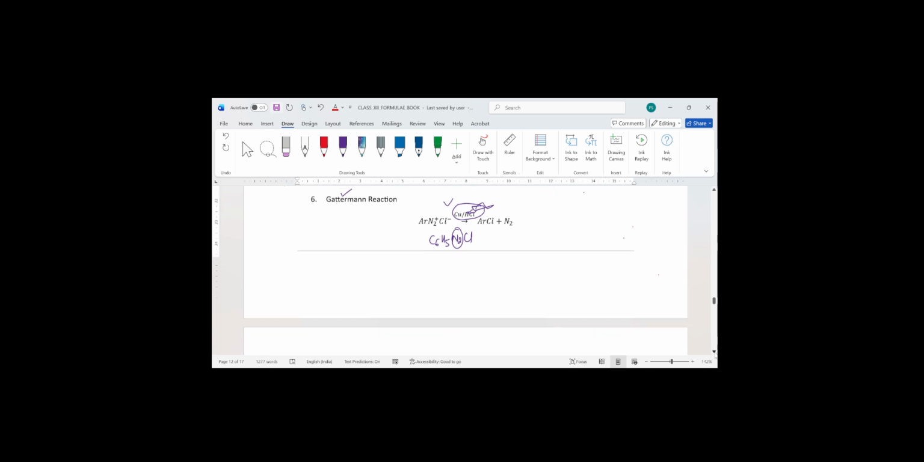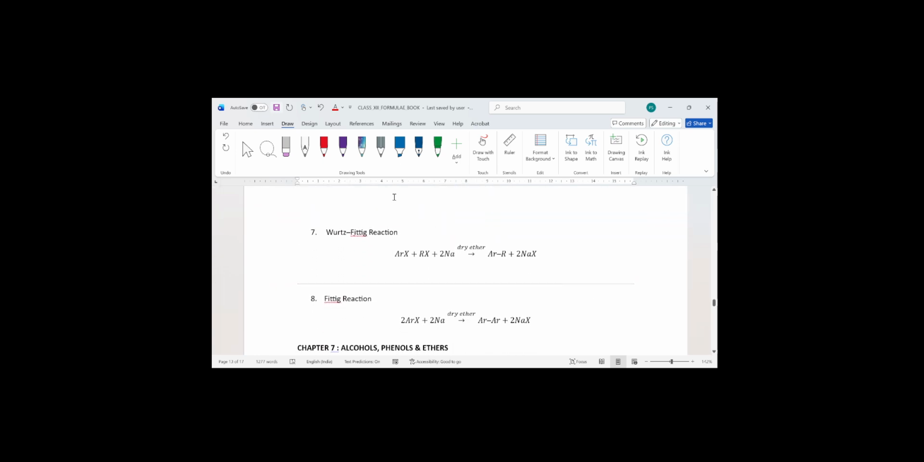Okay. Then we next come to Fittig reaction. Now in Fittig reaction, what do we do? Fittig reaction is actually with aromatics. So in Fittig reaction we take aromatic halide, say C6H5Cl, C6H5Cl, and treat this with sodium metal again in dry condition. So what will happen? You will have sodium chloride and you will get biphenyl, C6H5-C6H5. Okay. So this is Fittig reaction.